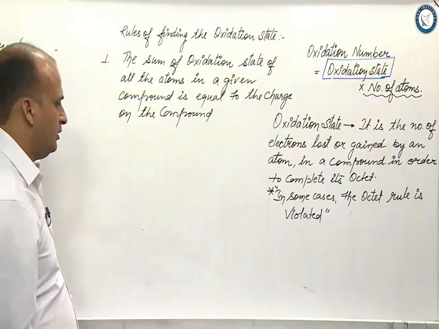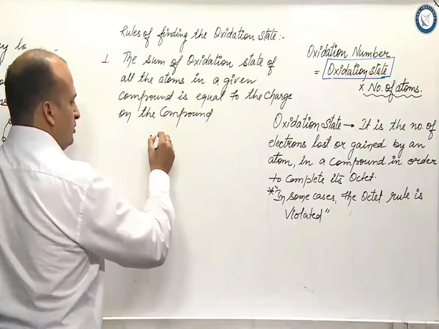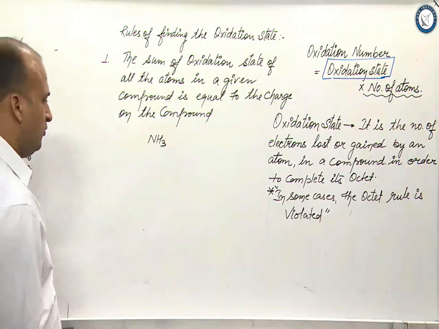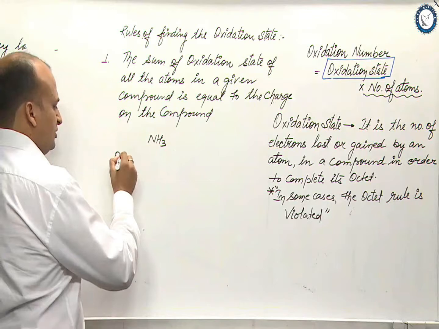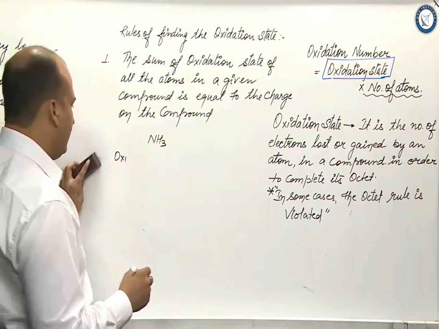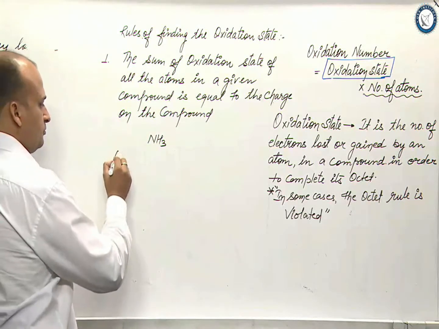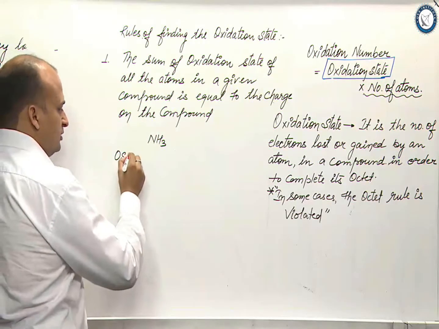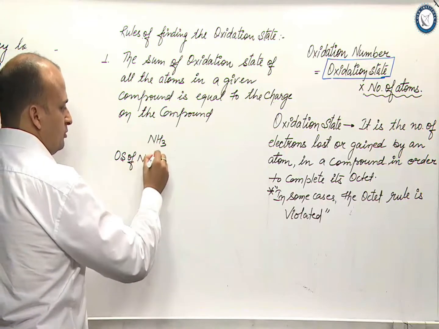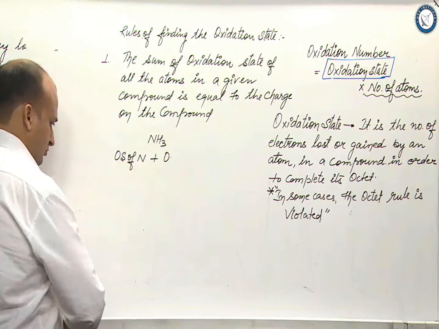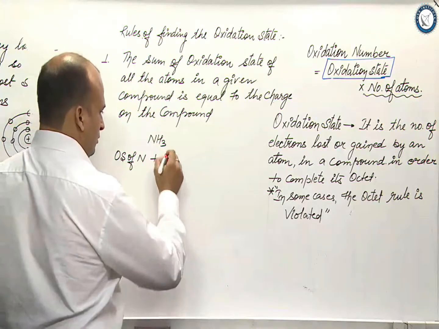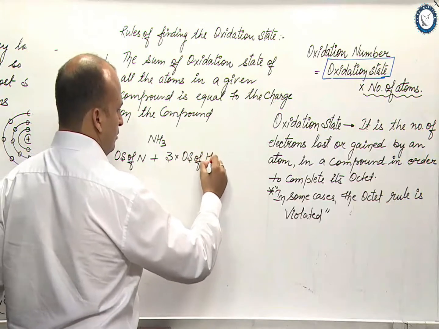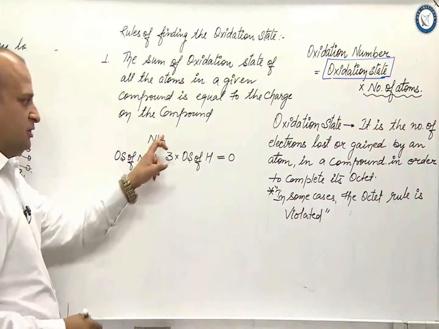Suppose you have got NH3. Now you are not seeing any charge over here. So how will you write? You will say oxidation state. I am writing oxidation state as OS, okay? OS will stand for oxidation state. Oxidation state of nitrogen plus 3 into OS of hydrogen is equal to 0 because there is no charge over here.